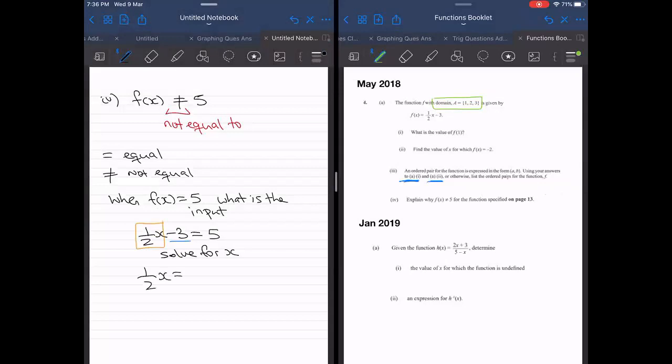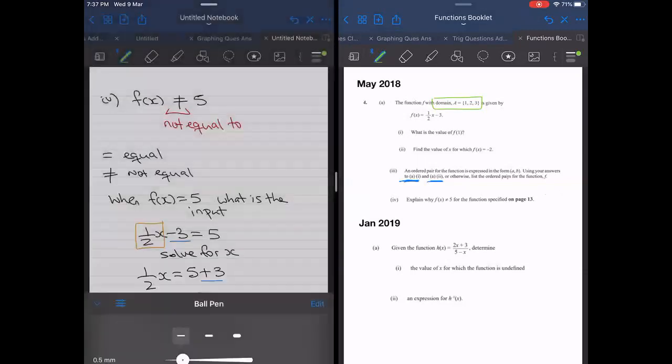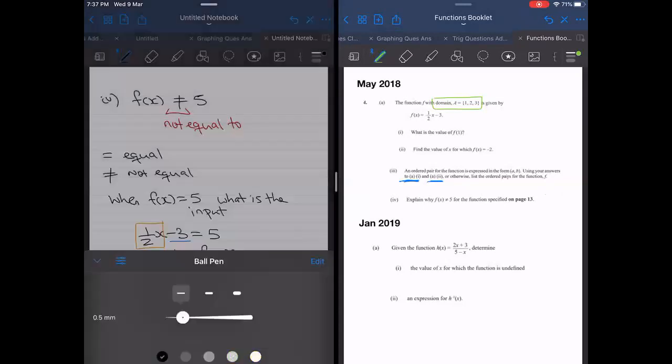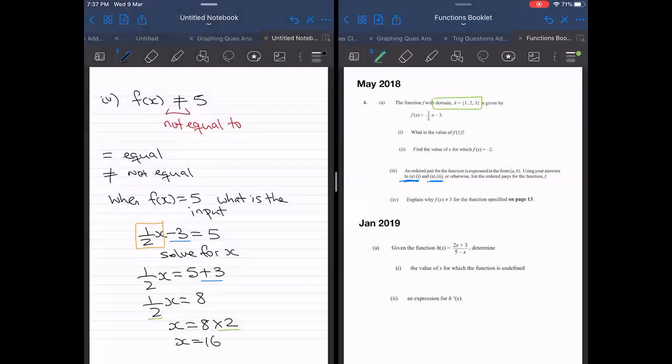All right, so a half x would be 5 plus 3. So a half x is equal to 8. And the 2 which is dividing, we'll take it across here and multiply. So you guys should have gotten 16. Are you guys seeing any mistakes?